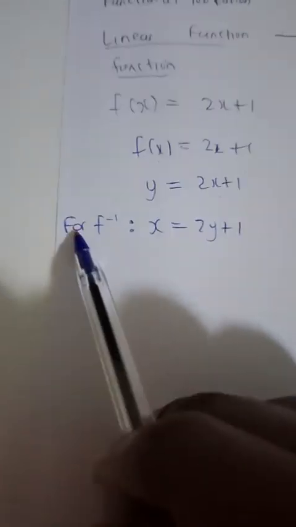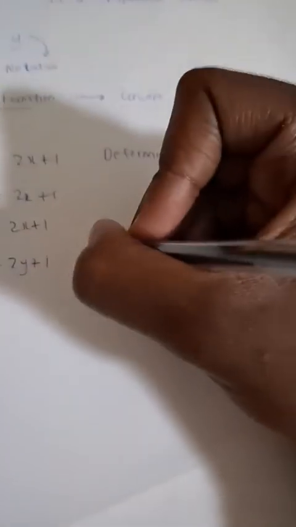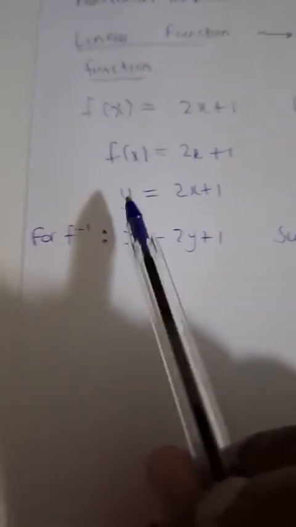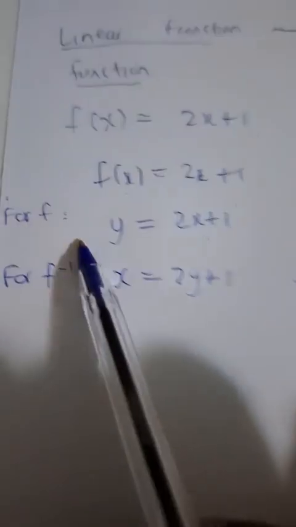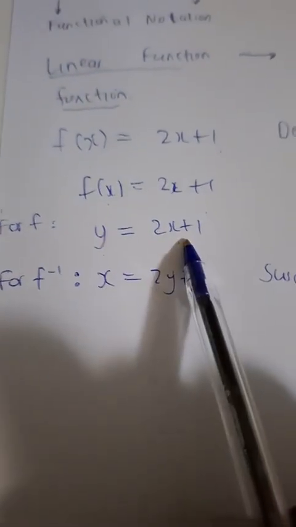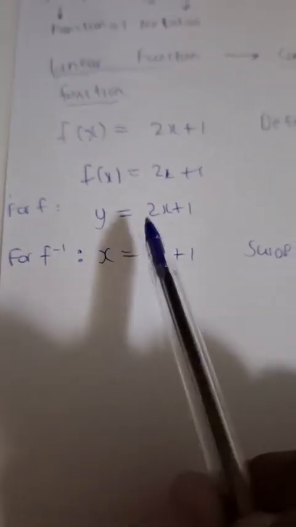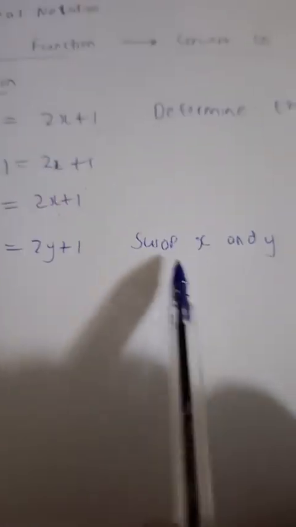Because we want to write this as the inverse, what we do is we are going to first swap x and y. So what you see here is that for the function, for f, obviously y is equal to 2x plus 1. Then for the inverse, we need to first swap x and y around.